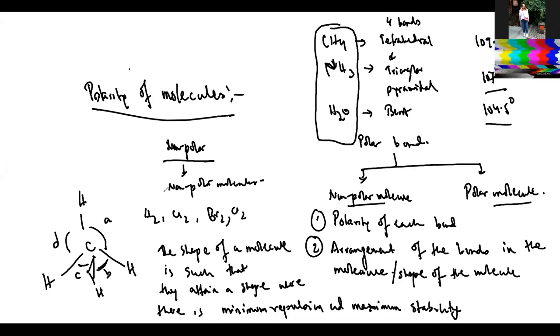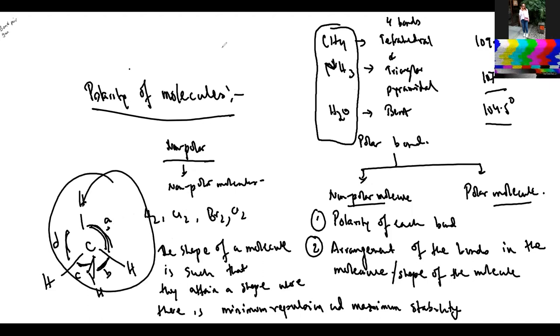So here, all of the bond angles are equal. All of them are bond pairs. There are no lone pairs. So they're all equally repelled. A is equal to B, B is equal to C, C is equal to D. The electrons are equally repelled. Although the bonds may be polar, overall the molecule is non-polar.